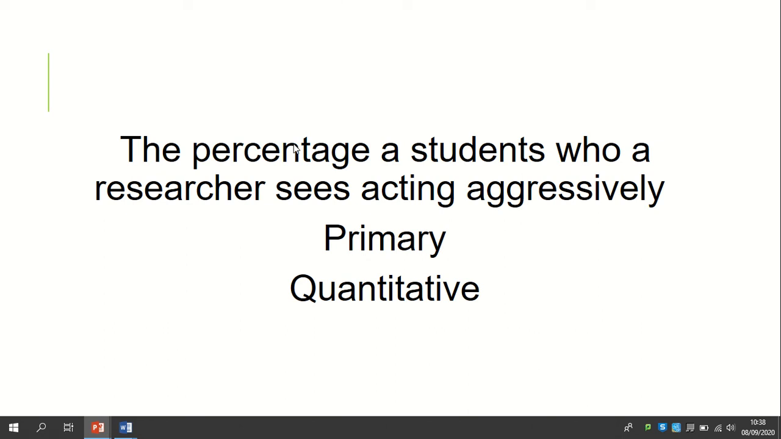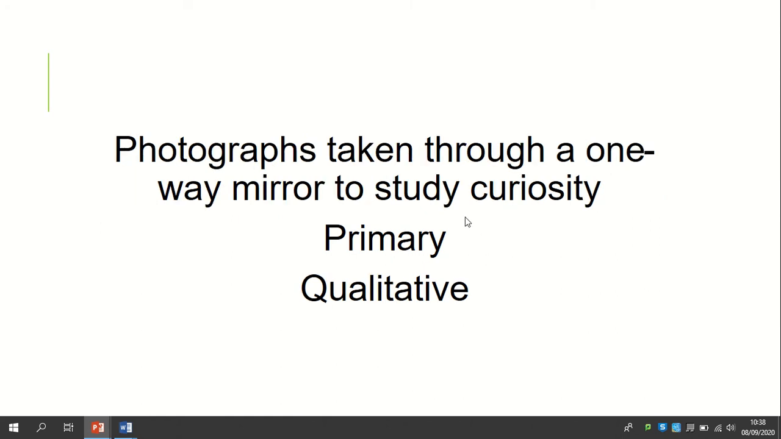Now, first of all, because it's percentage, we know that it was definitely quantitative, because quantitative data is numerical and a percentage is numerical. Now, it says here who a researcher sees acting aggressively. So the researcher is looking at this firsthand, which would make it primary as well. So it is both primary and quantitative.